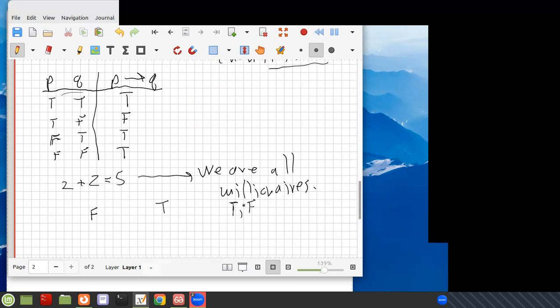Now, the reason that sounds weird is because there's no semantic or causal connection between this math fact and something in the real world. I can put any proposition here I want, and this is still going to be true, because the only way this can be false is if this is true.